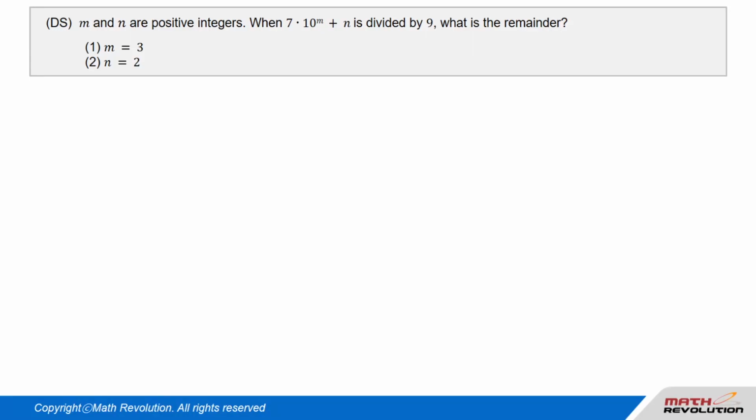Question 3. DS. M and N are positive integers. When 7 times 10 to the power of m plus n is divided by 9, what is the remainder? Condition 1. M equals 3. Condition 2. N equals 2.